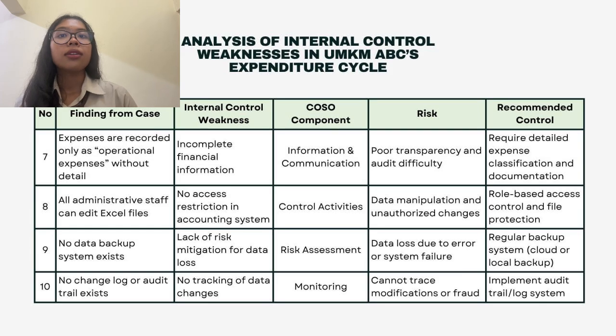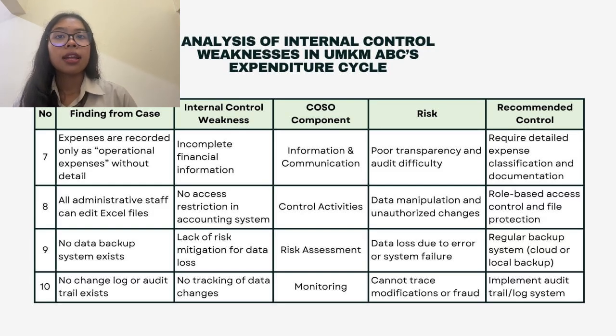And the next is that no data backup system exists. The internal control weakness is lack of risk mitigation for data loss. The causal component is risk assessment. The risk is data loss due to error or system failure. And the recommended control is a regular backup system, cloud or local backup.